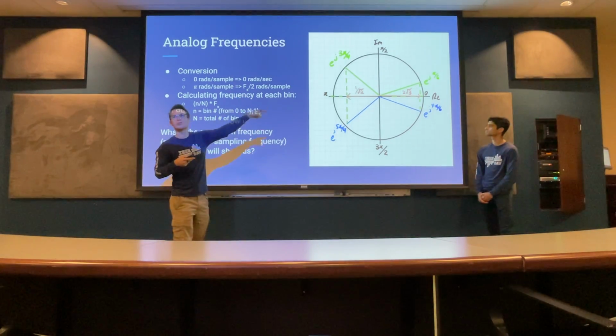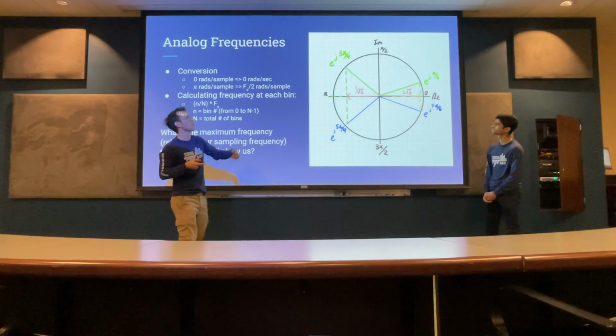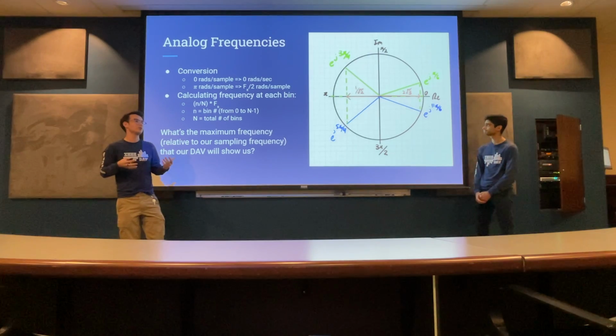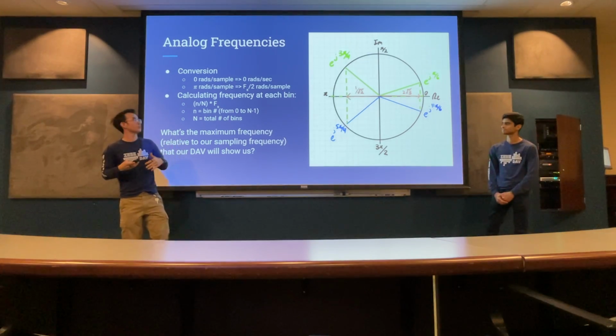The reason why each of the frequencies are symmetrical is because we're sampling all the way along this unit circle, so 0 to 2 pi, but we really only care about our real values. We do FFT in the real domain.